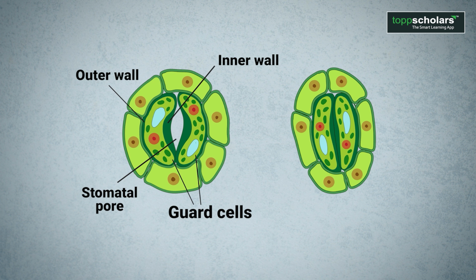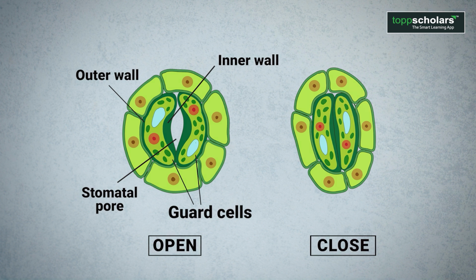When the guard cells are turgid, they expand resulting in the opening of stomata. When the guard cells lose water, they become flaccid leading to stomatal closure. Now by looking at this picture, you must have got the basic idea of the stomatal opening and closing, but read the theory further to know the regulation of stomatal opening and more about it.